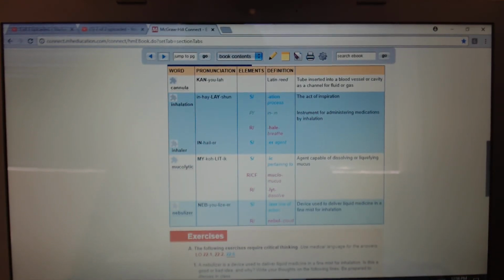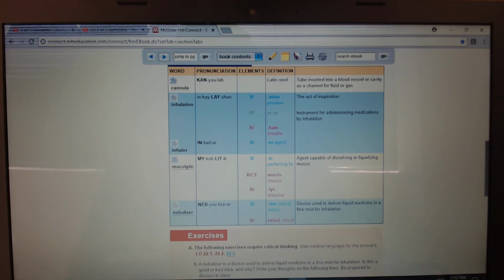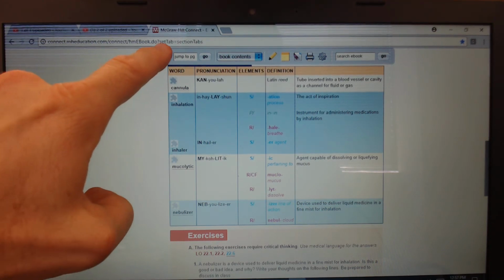Cannula is Latin for reed, a tube inserted into a blood vessel or cavity as a channel for fluid or gas. Inhalation, hale is breathe, the act of inspiration. Inhaler: an instrument for administering medications by inhalation. Mucolytic, muco is mucus, lyt is to dissolve, an agent capable of dissolving or liquefying mucus. Nebulizer, nebule is cloud.